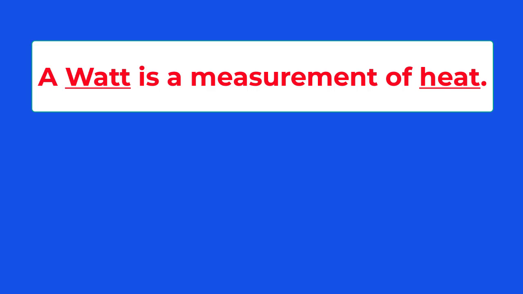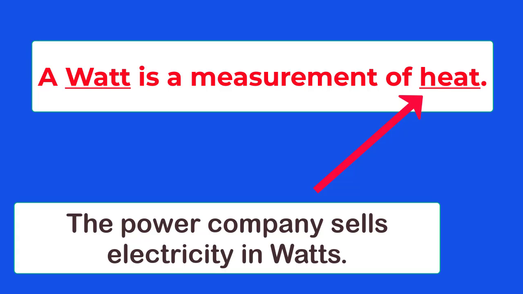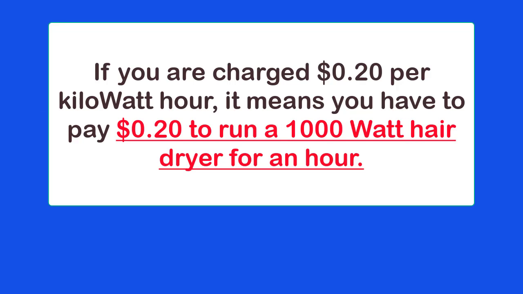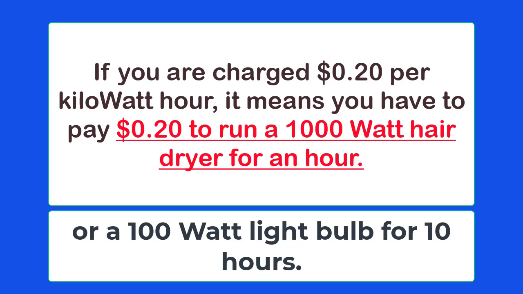What I have explained so far should give you a little better understanding about watts. A watt is a measurement of heat. The power company sells electricity in watts, specifically in 1,000 watts per hour, or kilowatts per hour. If you're charged 20 cents per kilowatt hour, it means you have to pay 20 cents to run a 1,000-watt hair dryer for an hour, or a 100-watt light bulb for 10 hours.